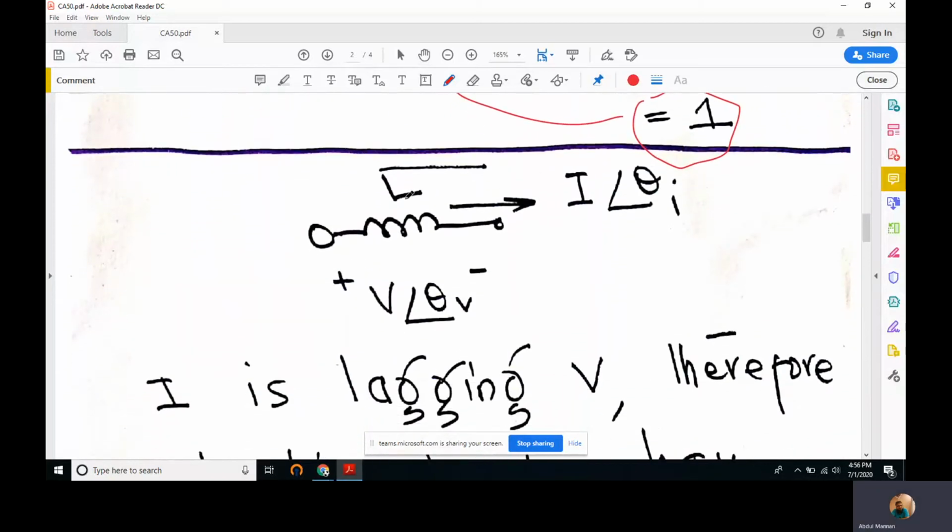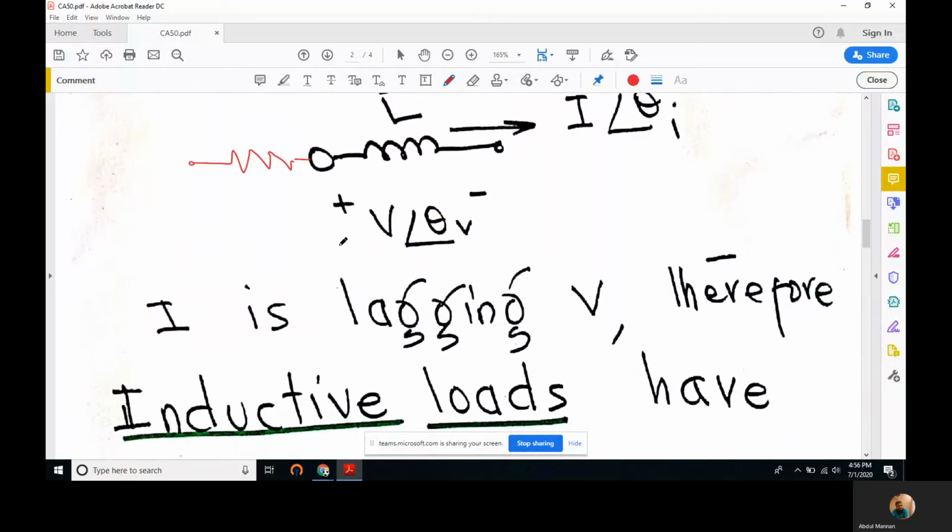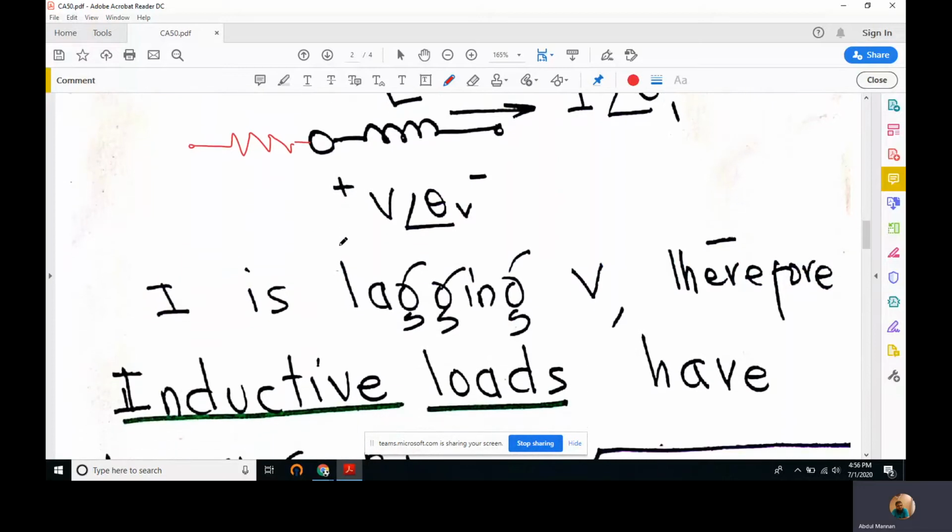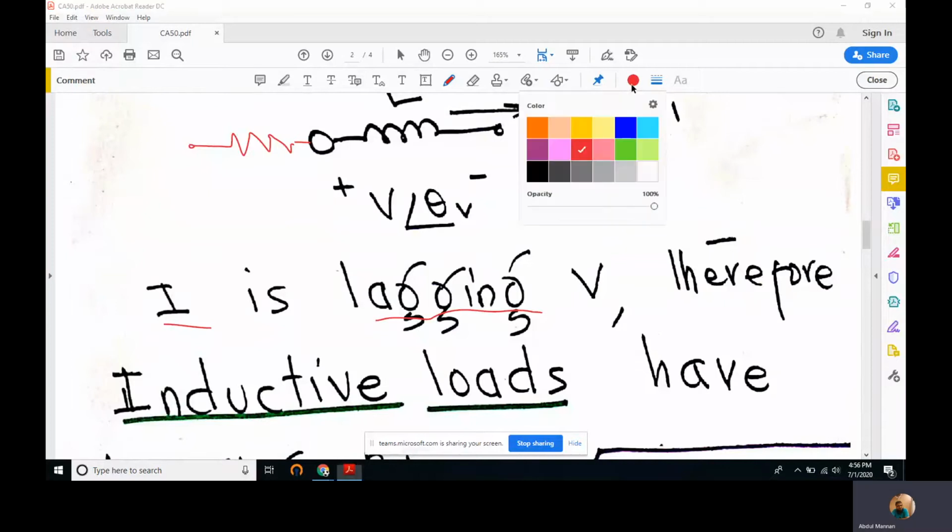For an inductive load, which can be a pure inductor or it can be a resistor in series with an inductor, in any case, if either it is a combination of a resistor and inductor or it is a pure inductor, in both cases, the current flowing through it, I, lags V. This means that if this is the waveform for V, the waveform for I, let's try it with a different color, maybe with this yellow. Everything turns yellow.